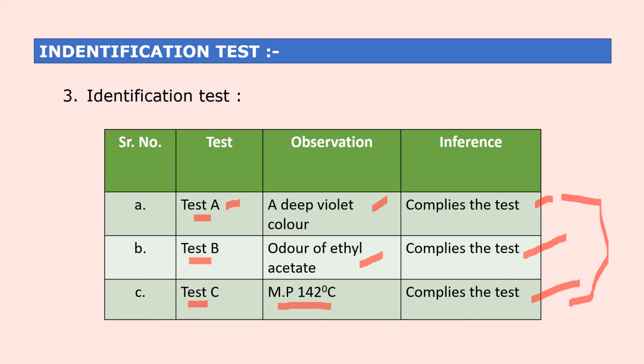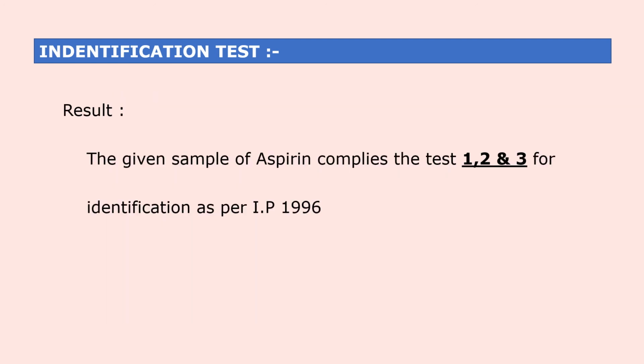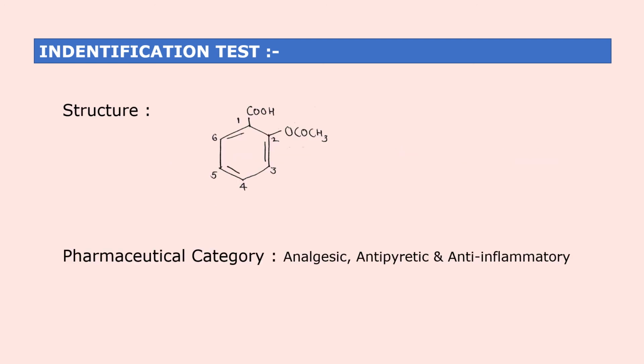If all these three parameters has been complied as per IP, then in the result you will write down the given sample of aspirin complies the test 1, 2 and 3 for identification as per IP 1996. This is the structure of your aspirin.